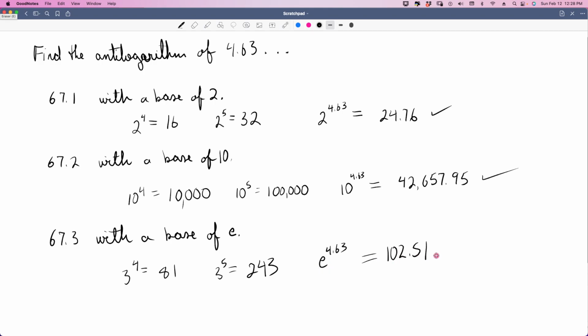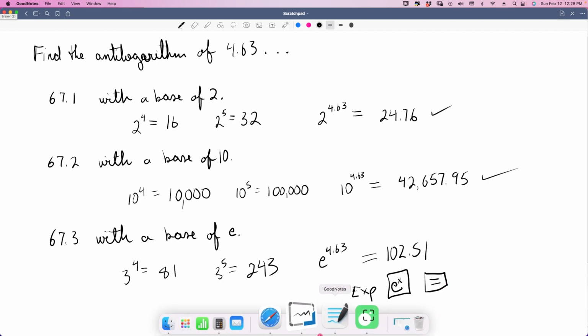And if you have that type of calculator, you're just going to do the exponent. So you're going to do the exponent, then you're going to press e to the x, and then equal. And that's going to give you your answer.